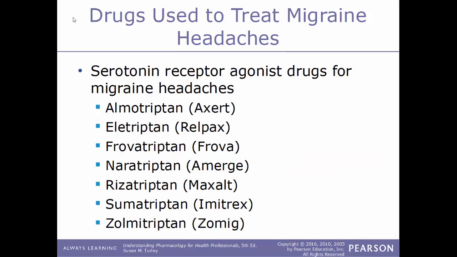These are some examples of serotonin receptor agonists, and these are collectively known as triptan drugs. Almotriptan, which is sold under the trade name Axert. Eletriptan, sold under the name Relpax. Frovatriptan, also known by the name Frova. Naratriptan, known by the name Amerge. Rizatriptan, sold under the trade name Maxalt. Sumatriptan, also known by the name Imitrex. Zolmitriptan, sold under the trade name Zomig.